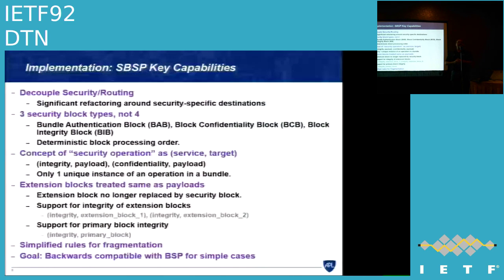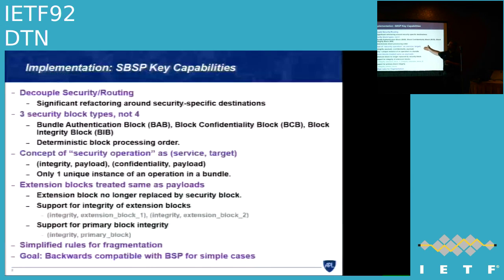We define 3 security block types, not 4, to partly simplify processing and also to make the ability to apply security to extension blocks. So we have block confidentiality blocks separate from payload confidentiality blocks. And we have block integrity blocks separate from payload integrity blocks. And they can be applied with the same rules across all of the different kinds of blocks, treating the payload as an extension block in this case. To that point, a deterministic block processing order falls out.